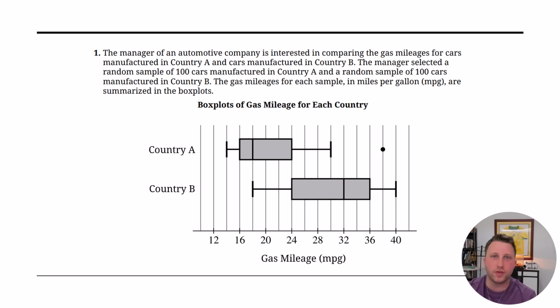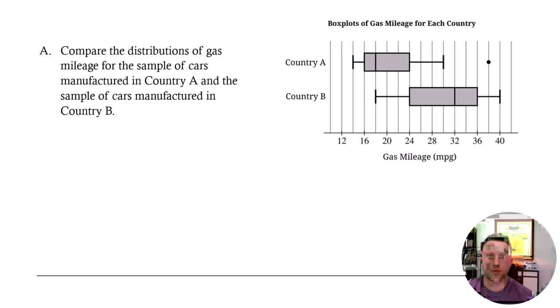So in this question, this is your typical Unit 1 comparative SOCS question, where we're looking at an automobile company comparing the gas mileage for cars manufactured in 2 different countries, country A and country B. It says the manager selected a random sample of 100 cars manufactured in country A and a random sample of 100 cars manufactured in country B. The gas mileages for each sample in miles per gallon are summarized in the box plots that you see on your screen. So part A is this classic question asking us to compare the 2 distributions.